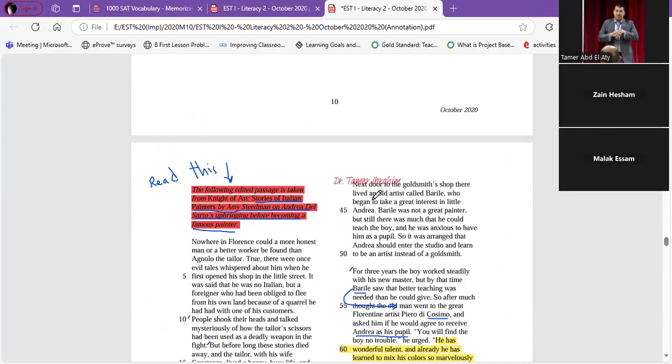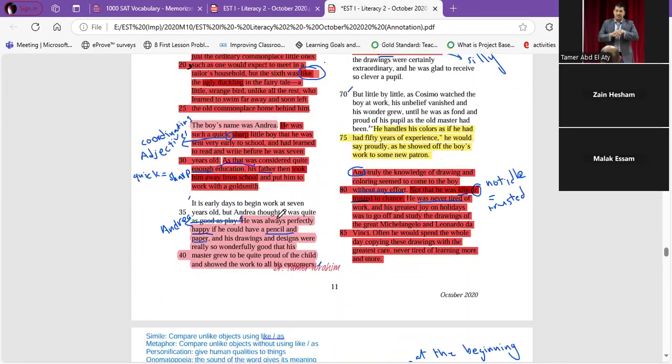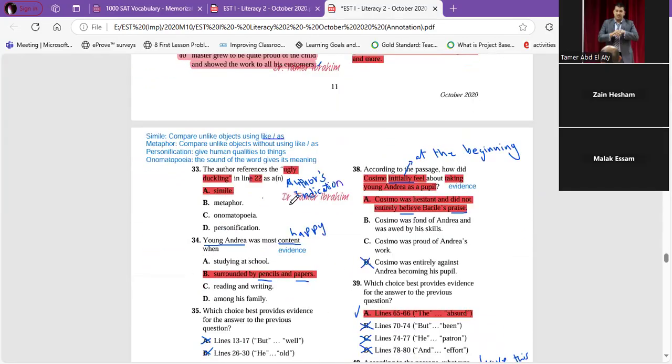And I'm going to go through the others too, because we revise now all the 10 skills: evidence support, analogy, inference, function, big picture, little picture, vocab, graph, and tone. Here he said the following edited passage is taken from Night of Art, Stories of Italian Painters by Emmy Steadman, on Andrea del Sarto's upbringing before becoming a famous painter. Okay. Number 33, it's inference and function, and it's direct.